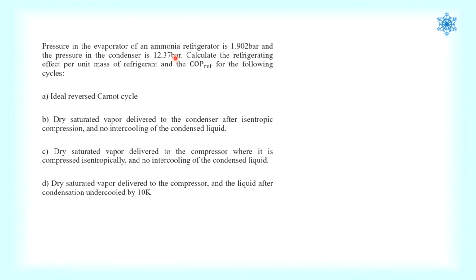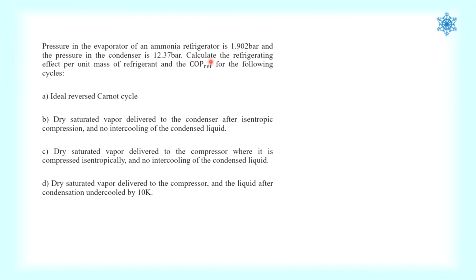So based on the reverse Carnot cycle or ideal vapor compression cycle, you have two pressure limits. One is the highest pressure and the other one is the lowest pressure. The lowest one always refers to the evaporator pressure, and the highest one always refers to the condenser pressure.